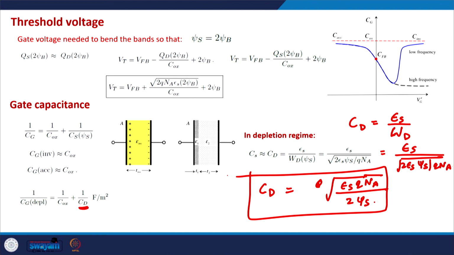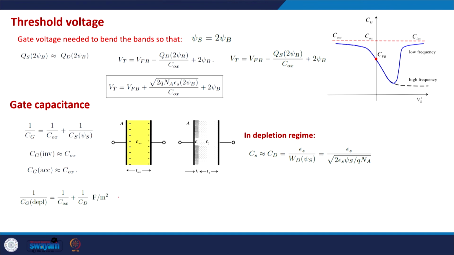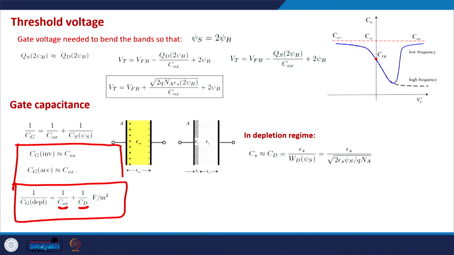And in the depletion regime, the mobile charge or the inversion charge is very small, so the only capacitance that the semiconductor has is the depletion capacitance. In that case, the gate capacitance will be just a series combination of the depletion and the oxide capacitance. That way we can calculate this Cg in the depletion region. In this way we have seen what the gate capacitance is in various operational regimes of the MOSFET.